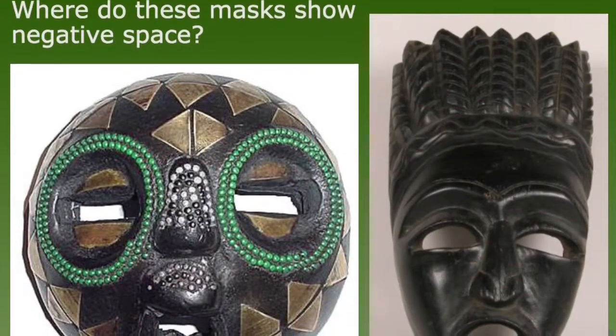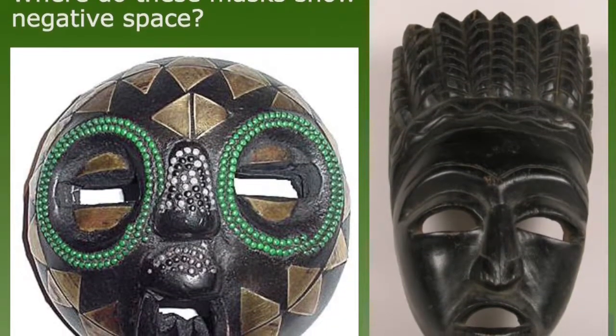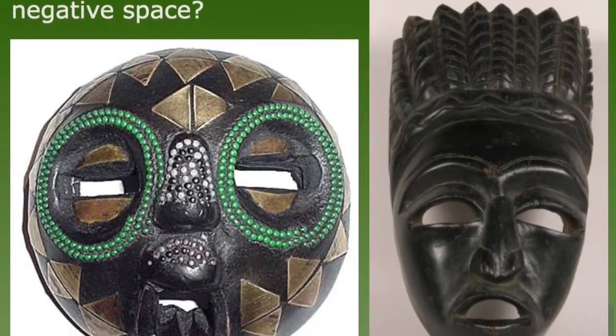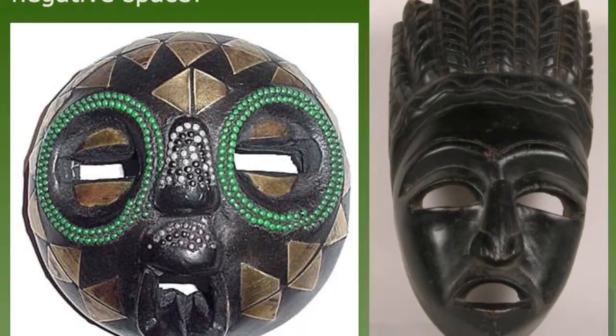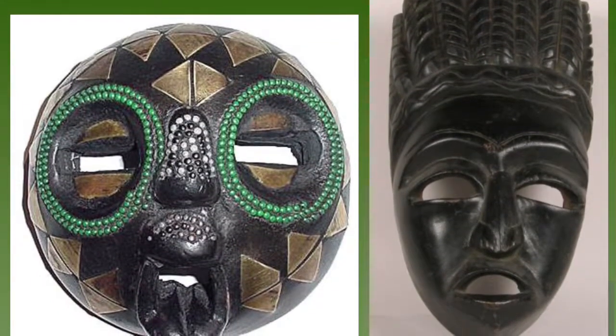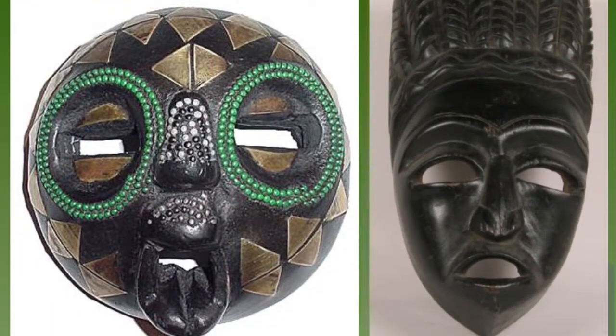The cutouts in these masks are also known as negative space. Not only do you have the opportunity to build up the clay on your mask, but you can also cut out areas in your mask, and we could even put things behind the holes like tin foil or colored paper.